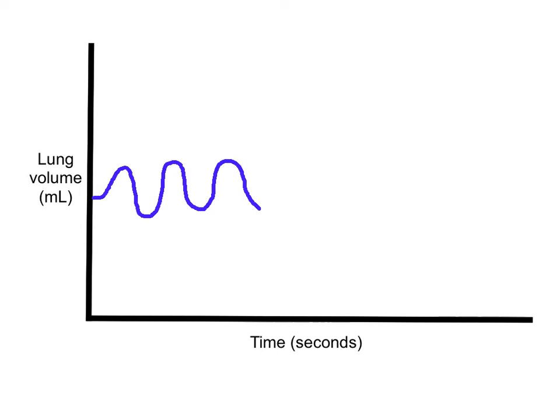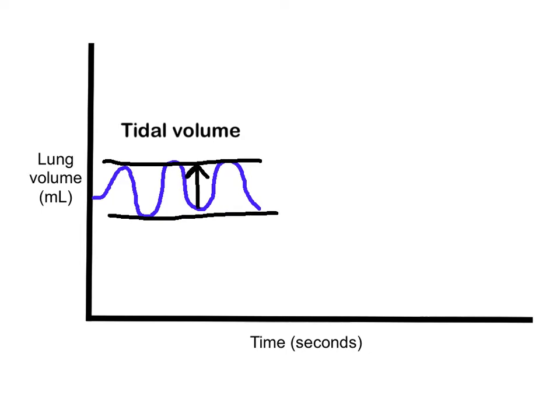The amount of air breathed in this quiet breathing is your tidal volume. Think of the tides coming in, coming out, coming in, coming out. Typical tidal volume for an adult is around 500 milliliters.